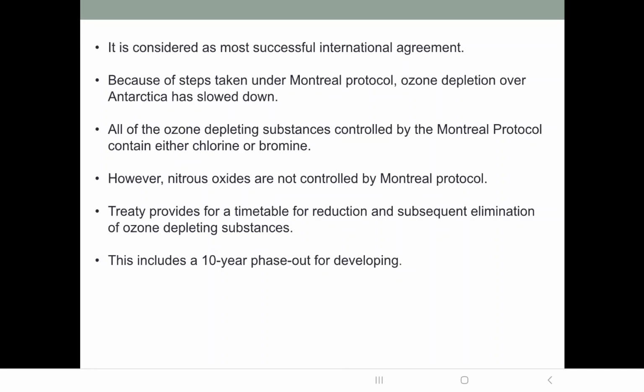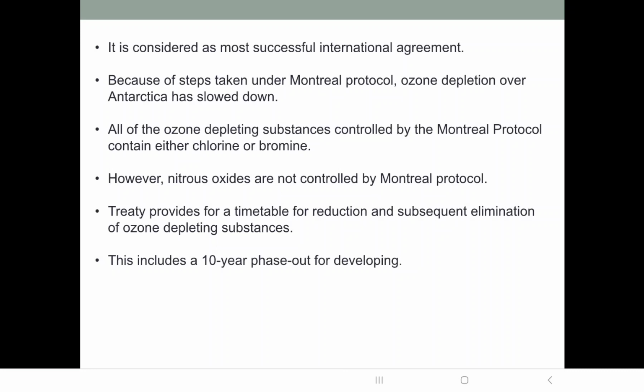Then which are these ozone depleting substances? Most of them are the ones containing either chlorine or bromine. So these are basically the chlorofluorocarbons, containing chlorine or bromine. However, we have learned before that nitrous oxide is also responsible for ozone layer depletion, but nitrous oxide is not controlled under the Montreal Protocol.